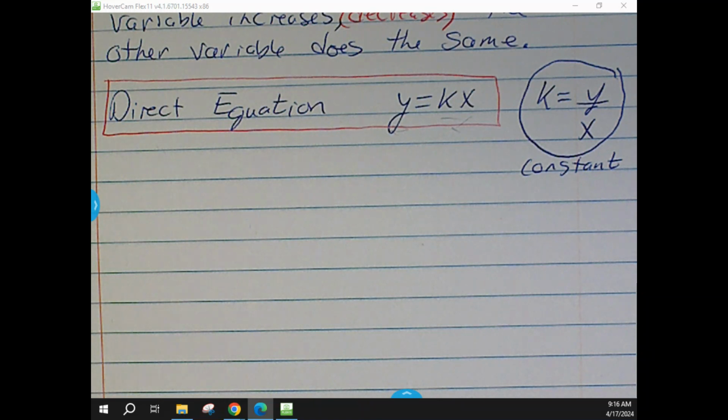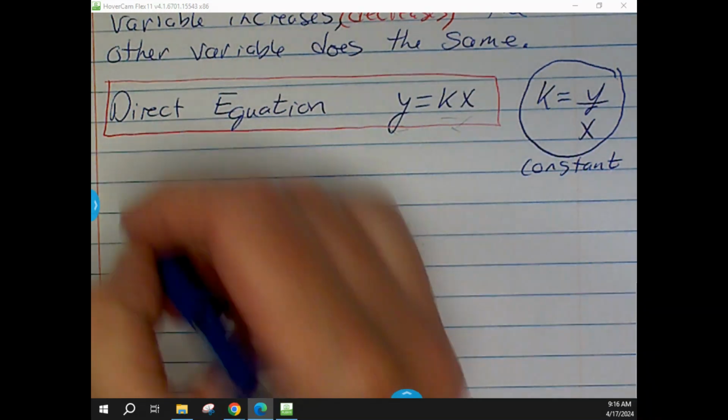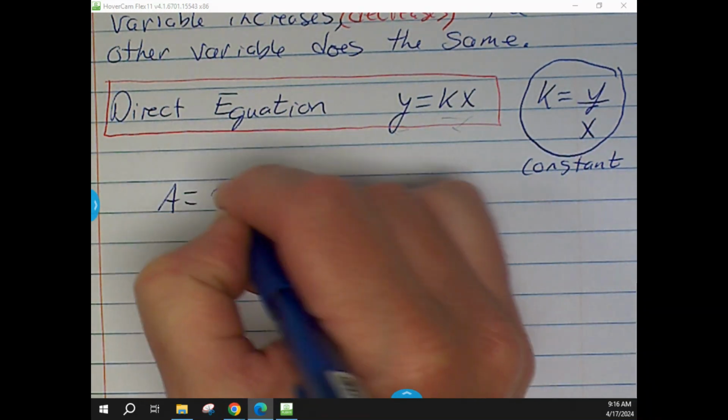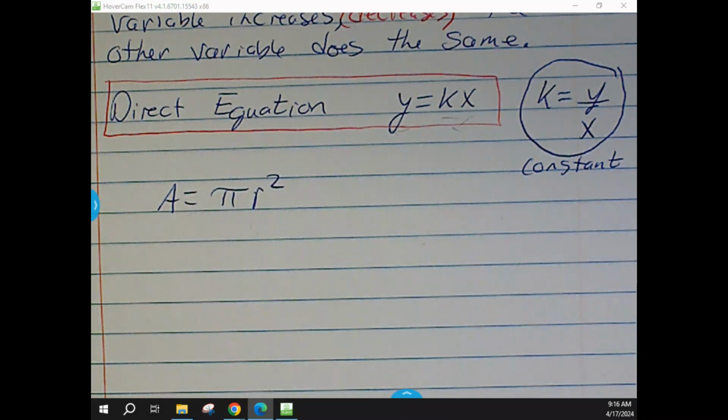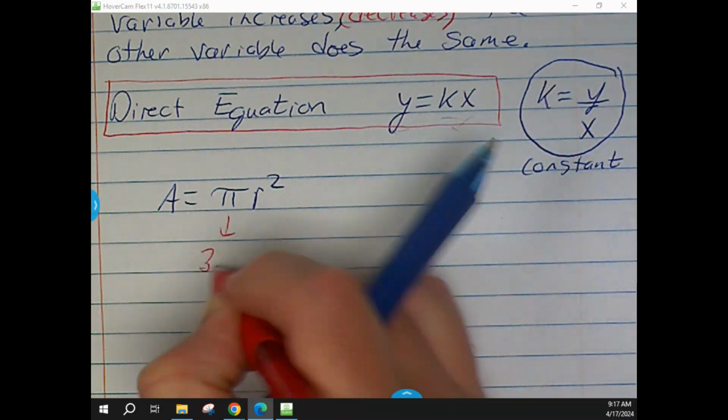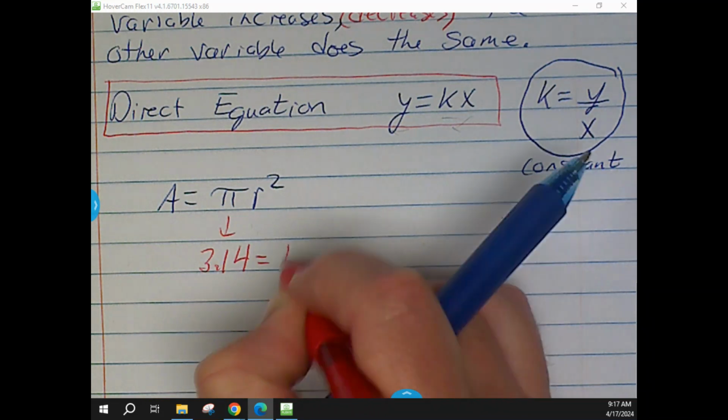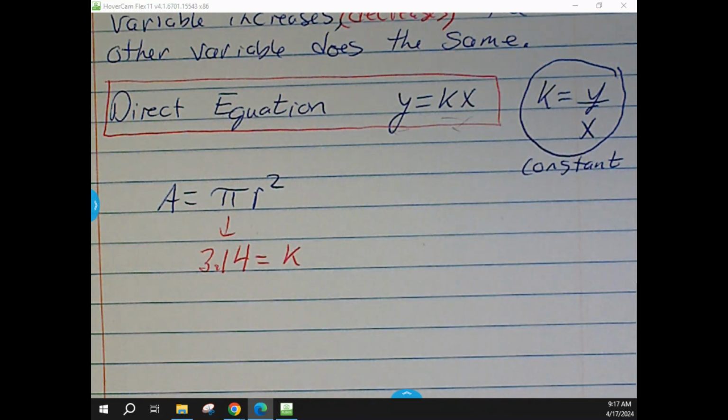And this is one of those things that y'all have done for so long, just nobody ever called it this. Does anybody know what the formula is for area of a circle? The one that everybody knows. Pi R squared, right? That is a direct variation equation. Because your K value, your constant, in this case, is your pi value, which is 3.14. That's the one thing that's the same no matter what you do for any circle, anywhere. K value is always 3.14.